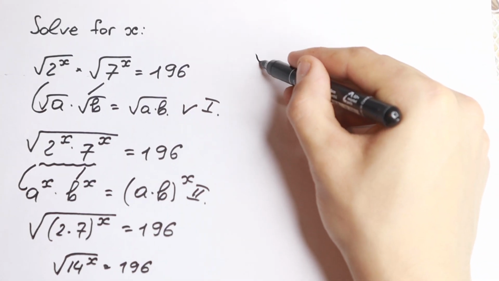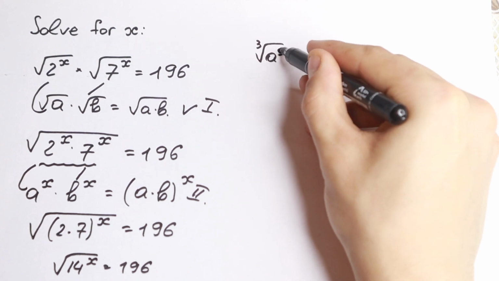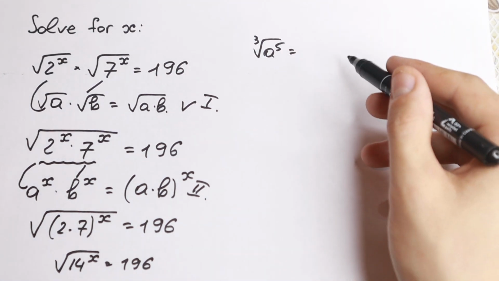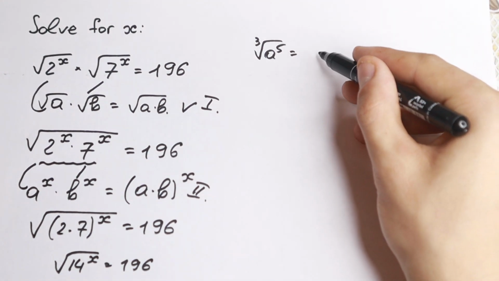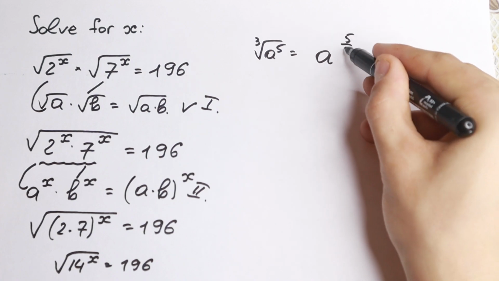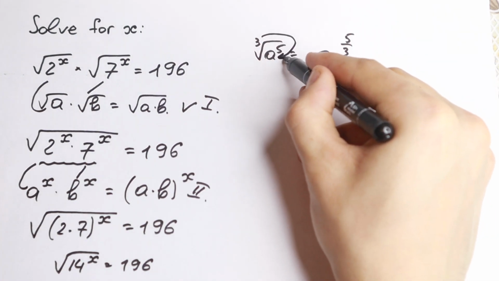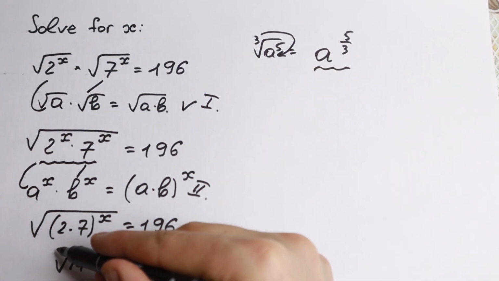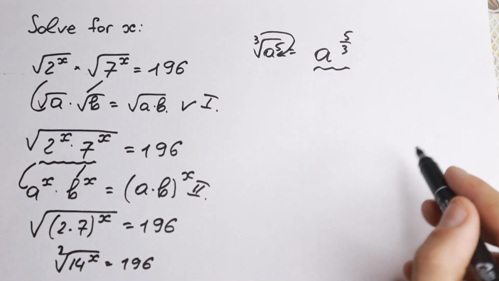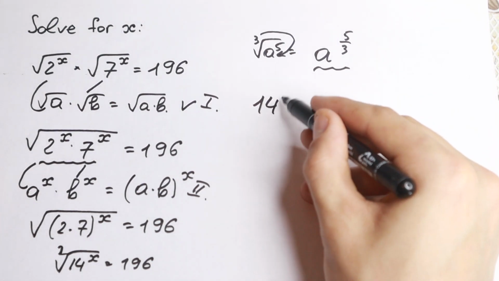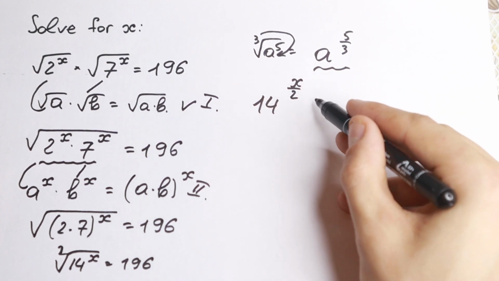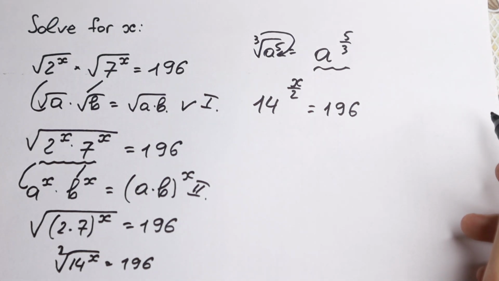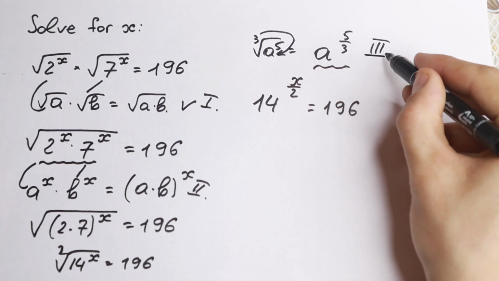If we have, for example, cube root of a to the fifth power, we can write this square root sign or cube root sign, doesn't matter, in another way. We can write it as a to the power 5 over 3. So this 3 goes as a denominator to this 5. Let's use this property right here. We have 2, we don't write it, but we have 2 right here. So we can write it as 14 to the power x over 2, which is equal to 196. I hope you understand this step. This is the third really important moment.